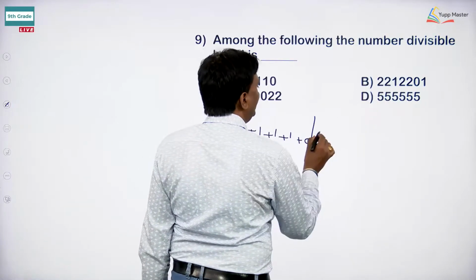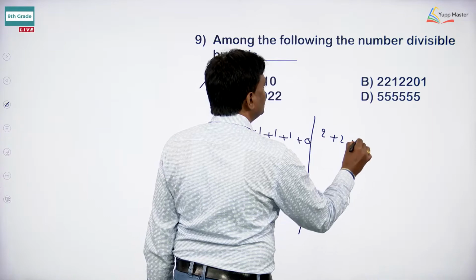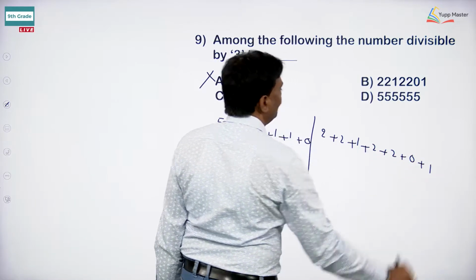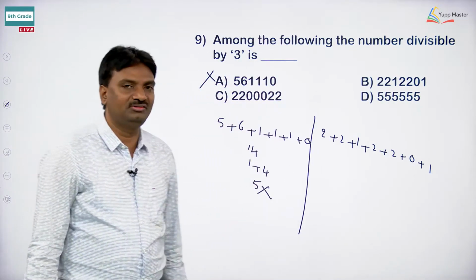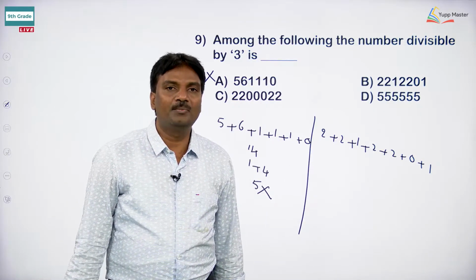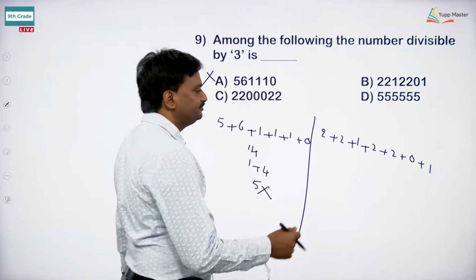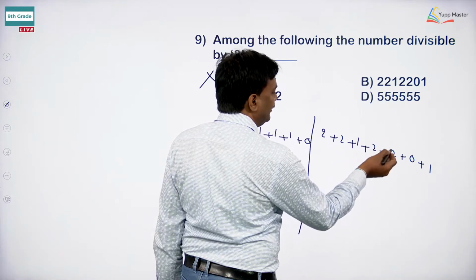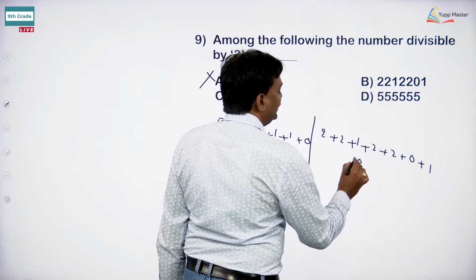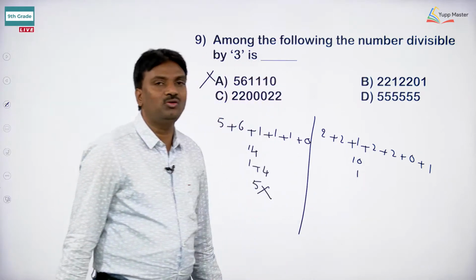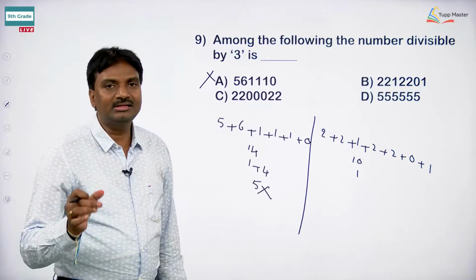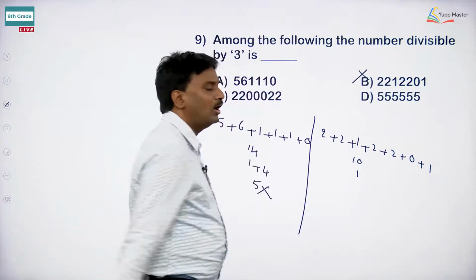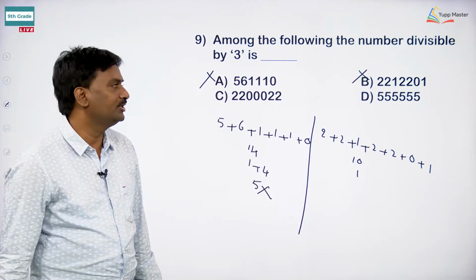If you take option B, 2 plus 2 plus 1 plus 2 plus 2 plus 0 plus 1. So 1, 2, 3, 4, 5, 6, 7. 7 digits are there in option B. By adding all these 7 digits, 2 plus 2 is 4, 4 plus 1 is 5, 5 plus 2 is 7, 7 plus 2 is 9, 9 plus 1 is 10. Again by adding these two digits we get 1 plus 0 is 1. But it is clear that 1 is not divisible by 3. So we can eliminate option B.